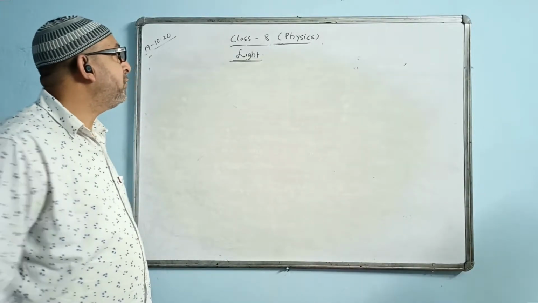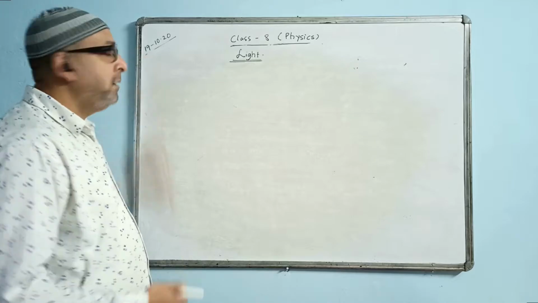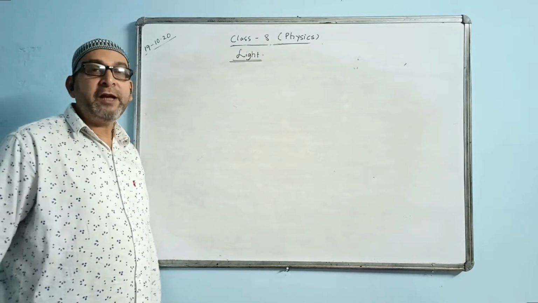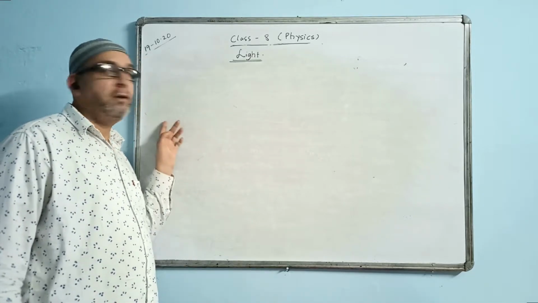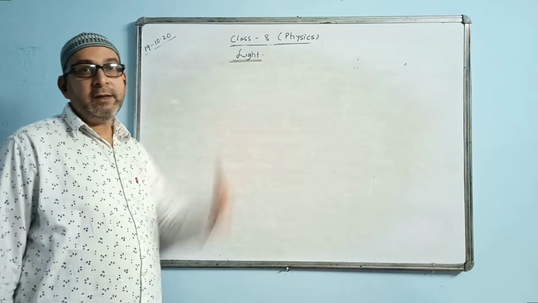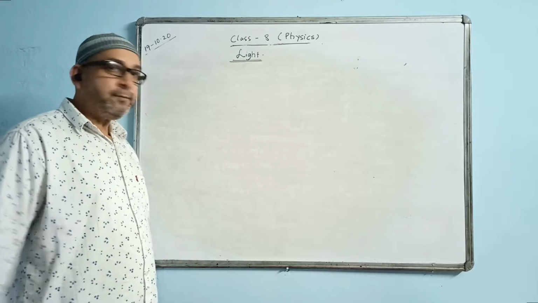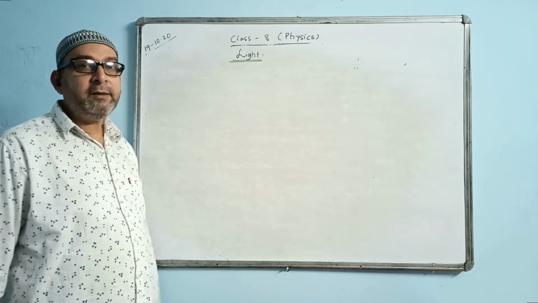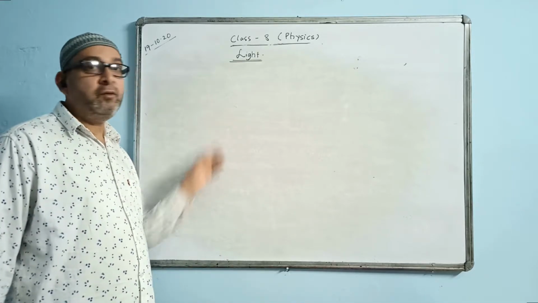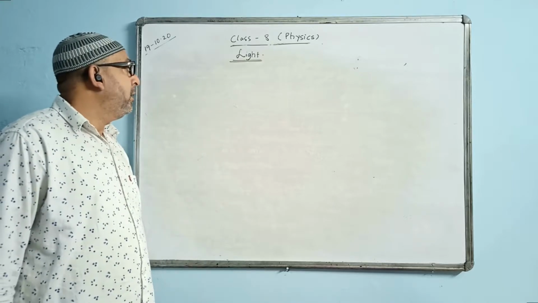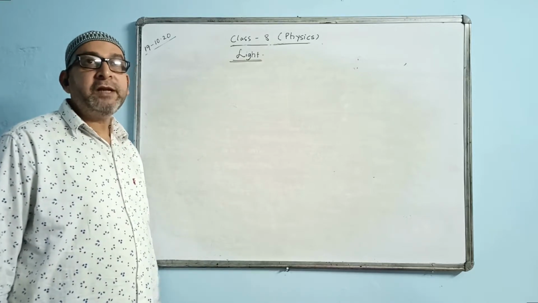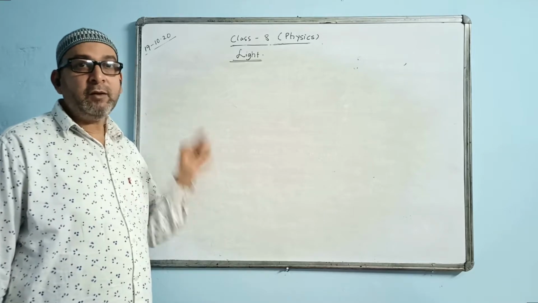Today is the continuation of the same chapter, light. We were doing the topic refraction. Last time I showed refraction is the bending of light from one medium to another medium when light travels. Refraction occurs where? At the surface separating the two media. What is the cause of refraction? Change in the speed of light causes refraction.